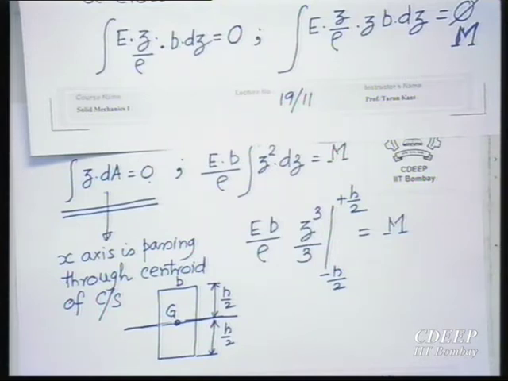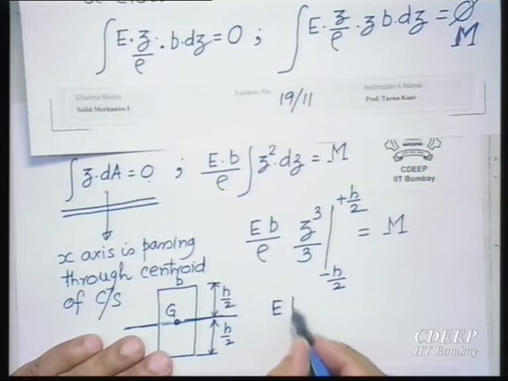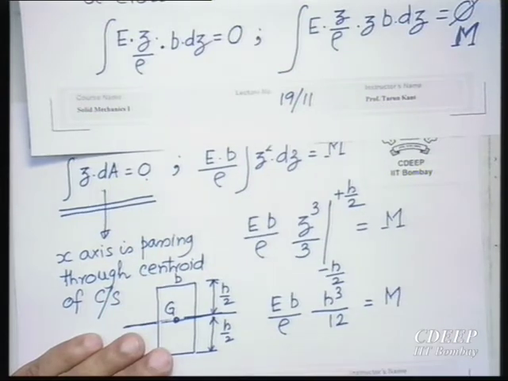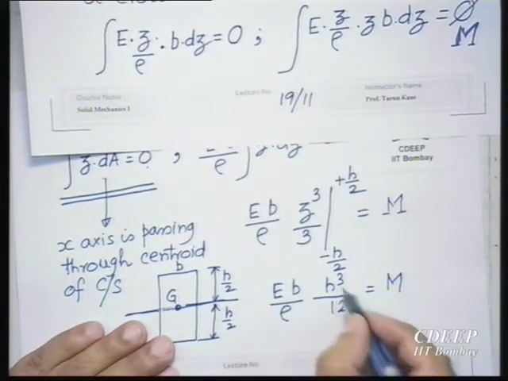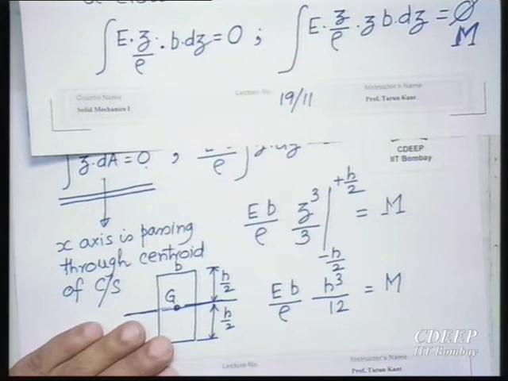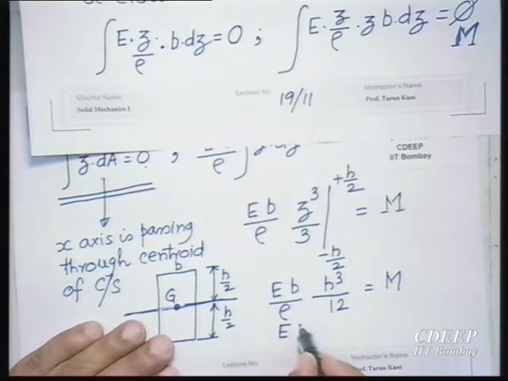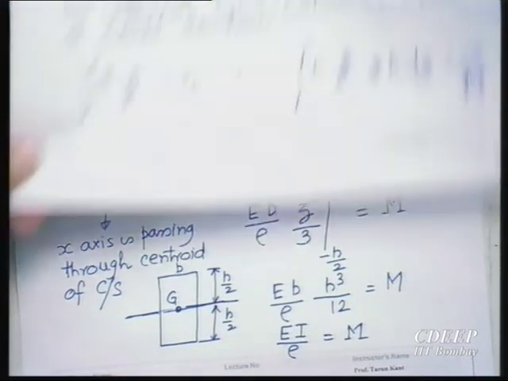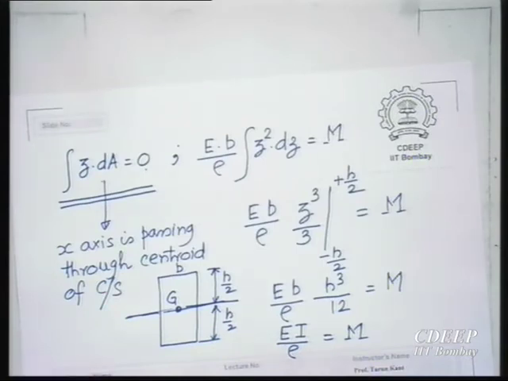So what is that? How much is this? E b by rho, h cube by how much? 12, equal to M. And what is b h cube by 12 by the way? I. So this is EI by rho equal to M. So I have got one good relation.